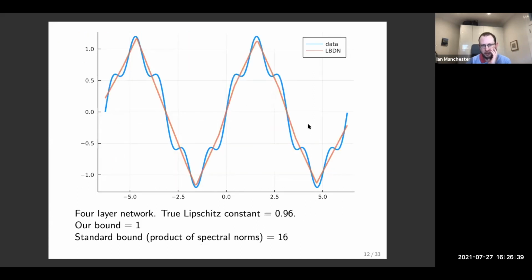We'll start here with a very, very simple example. This is a scalar function of a scalar input. So this is really just using a neural network purely for curve fitting, right? No noise, nothing. It's the simplest possible input-output learning task you could think of.